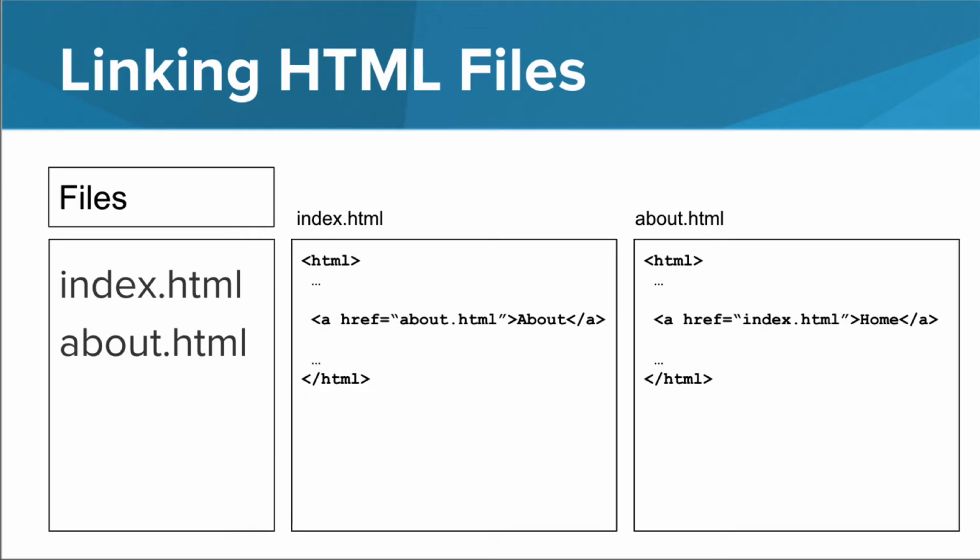Linking from one HTML file to another HTML file is as simple as adding an anchor tag or an A tag, where then you include in the href attribute the name of the file that you want to link to. So in this example, we have index.html linking to the about.html page, and the user then just simply clicks on the word about. And then in the about.html file, we link back to the index.html file, and the user just simply has to select the home text.